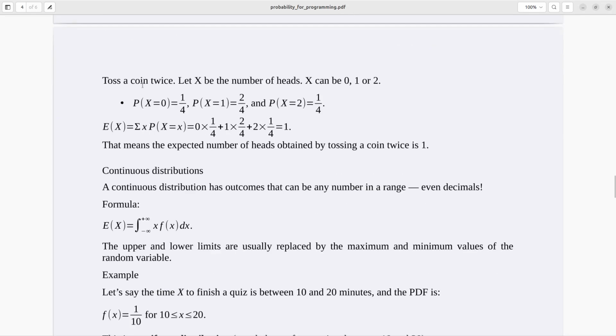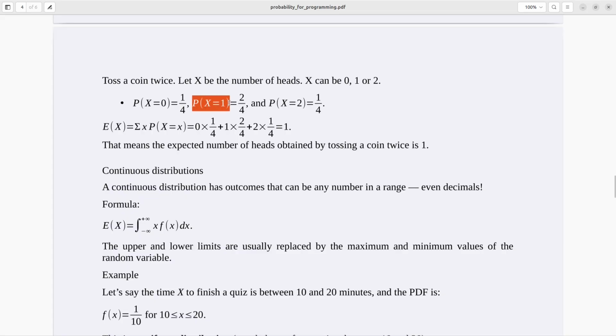We can toss a coin twice, and let X be the number of heads. So X can be 0, 1, or 2, because the number of heads can be 0, 1, or 2 when we have only one coin to toss twice, okay? So to get no heads, the probability would be 1 over 4. It comes from 1 over 2 times 1 over 2, because it is the probability of getting 2 tails independently from 2 tosses, okay?